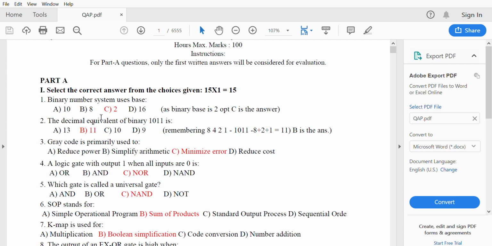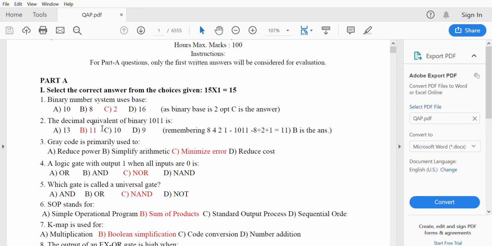Second question: the decimal equivalent of binary 1011. First we calculate by remembering the binary series: 2 raised to 0, 2 raised to 1, 2 raised to 2 and 2 raised to 3, which becomes 8 4 2 1. Wherever the numbers are given, we just add: 8 plus 2 plus 1 equals 11. So option B is correct.